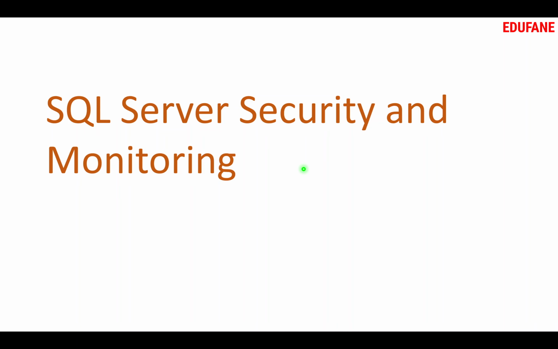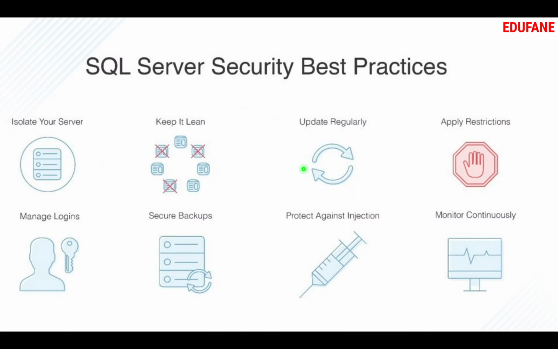Okay, so let's start with security. These are the 8 best practices. By using these best practices, we can secure our SQL Server. So what are these best practices? First is isolate your server. Then keep it clean. Third one is update regularly. Fourth, apply restrictions. Fifth, manage login. Then secure backups. Then protect against injection. Then eighth, monitor continuously. So these are the 8 best practices. By implementing them, you can secure your SQL Server.